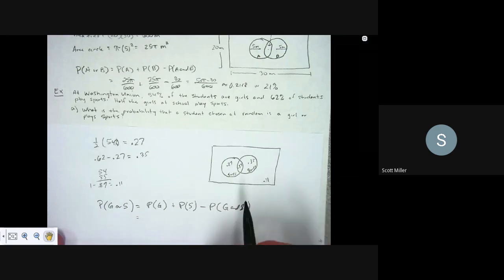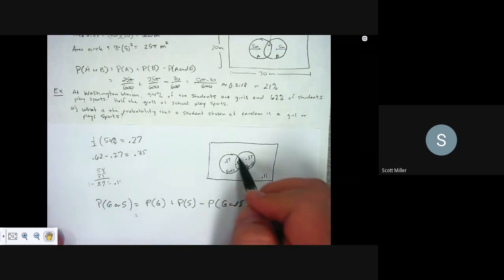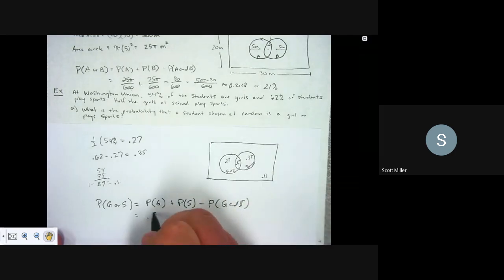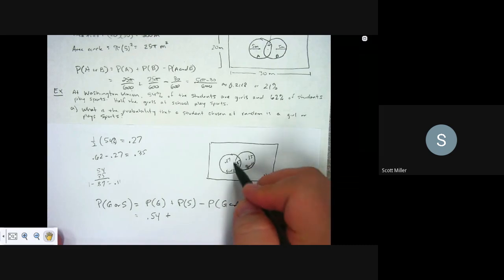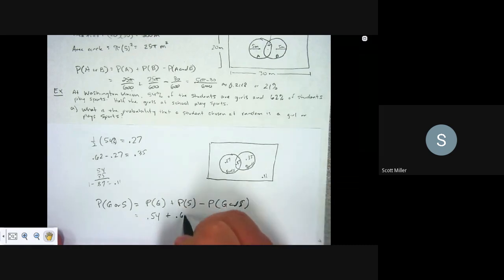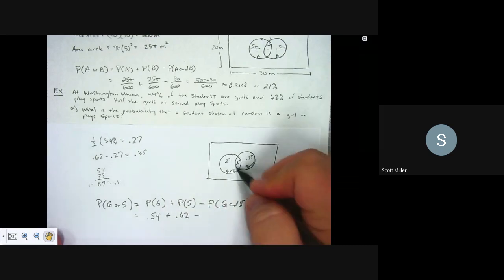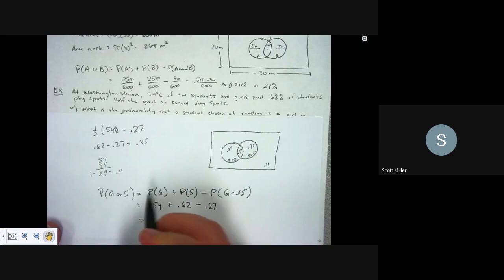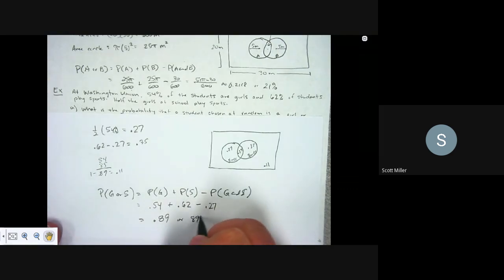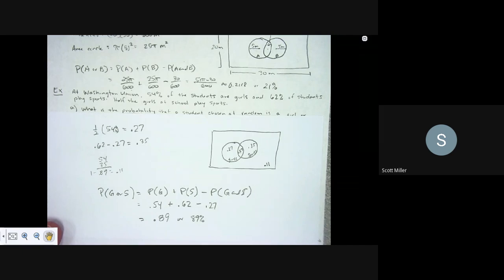So what's the probability that a student chosen at random is a girl? Remember, that's the whole circle, so that is 0.54. What's the probability they're going to play sports? That's the whole circle. That's 0.62 minus the overlap, which would be 0.27. Okay? And we already know what the answer is because we kind of already found it. It's 0.89 or 89% chance that a student chosen at random will be a girl or play sports.